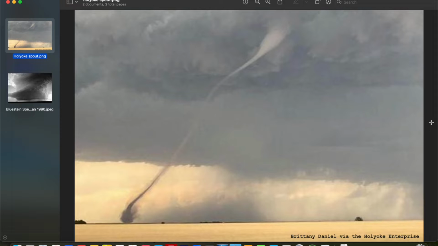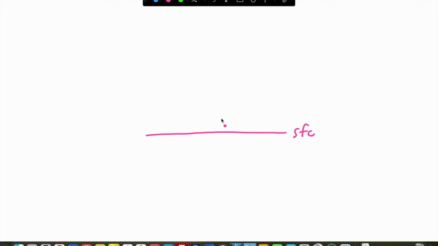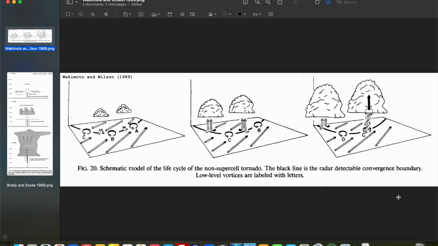Now, let's elaborate on that by going into how landspout tornadoes form. All you need for a landspout tornado is a small pre-existing area of spin at the surface and an updraft co-located with that area of spin. Now let's look at some figures from some journal articles to help us decipher what that means. This is figure 20 from Wakimoto and Wilson, 1989. This was really the foundational paper on landspout or non-supercell tornadoes. I'm going to put a link to this paper and any other papers I mention in the description box below so you can do some research for yourself. But again, this was figure 20 from Wakimoto and Wilson, 1989.